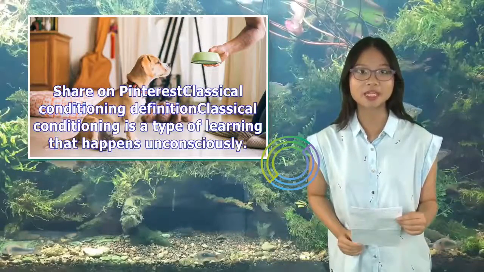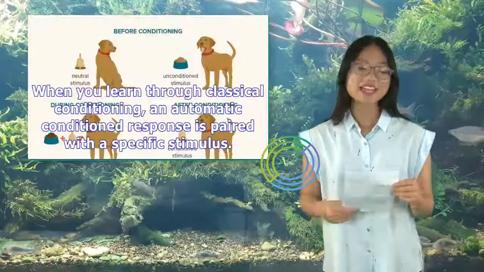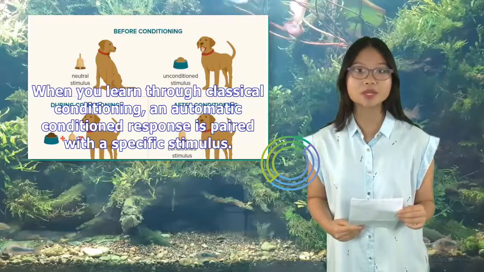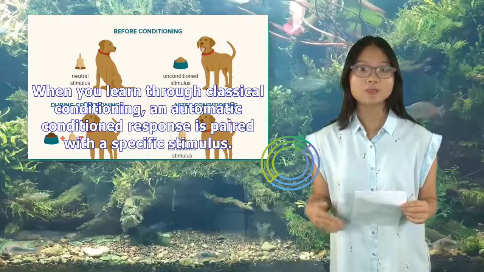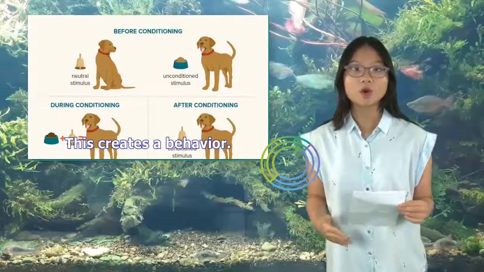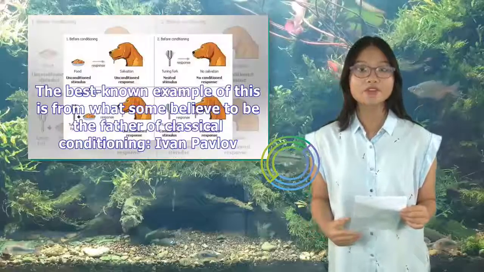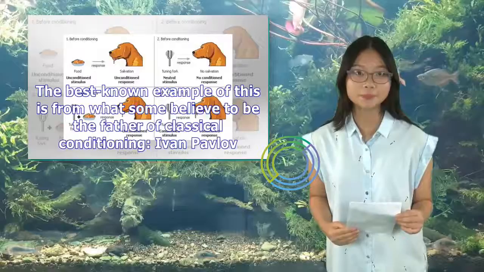Classical conditioning is a type of learning that happens unconsciously. When you learn through classical conditioning, an automatic conditioned response is paired with a specific stimulus. This creates a behavior. The best known example of this is from what some believe to be the father of classical conditioning, Ivan Pavlov.